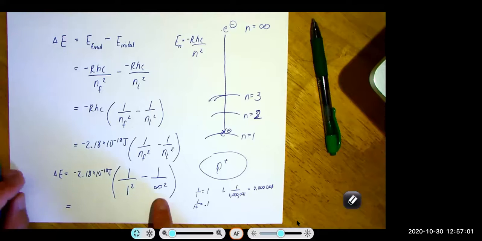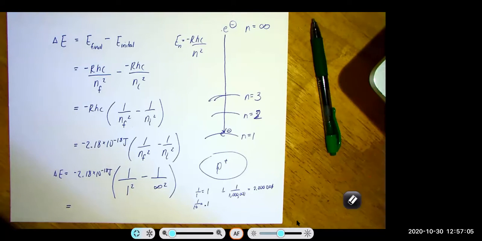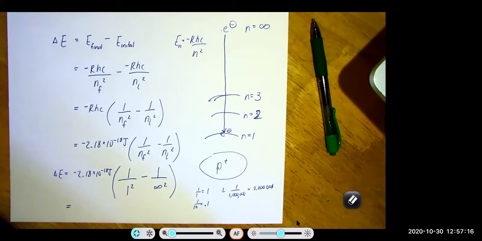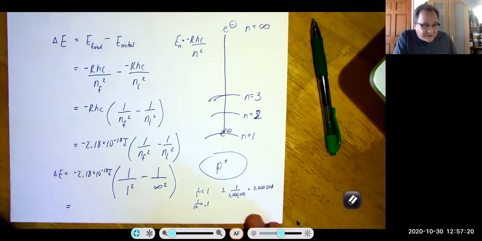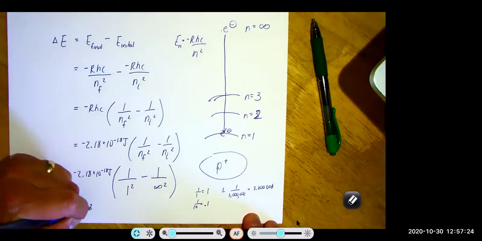So what's 1 over infinity squared? Really close to 0. So what's 1 minus 0? It's not a trick question. 1. What's 1 times this number? That number, right?